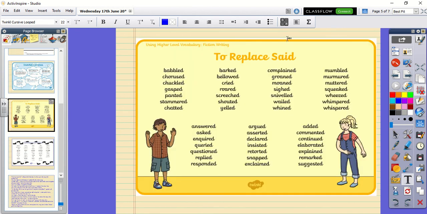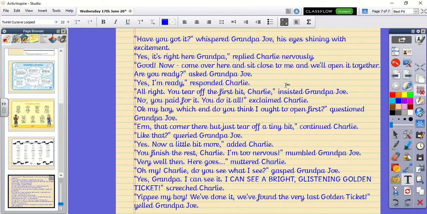Please make sure you're not using said all the time. Said is so boring. Use some of these words on here. Now, I haven't used said once on there and it still makes sense. It's much better than using said, and it's very high vocabulary to use. It's getting you used to using that as well, and the more you use it, the less times you'll use said, and that will make your writing even better.